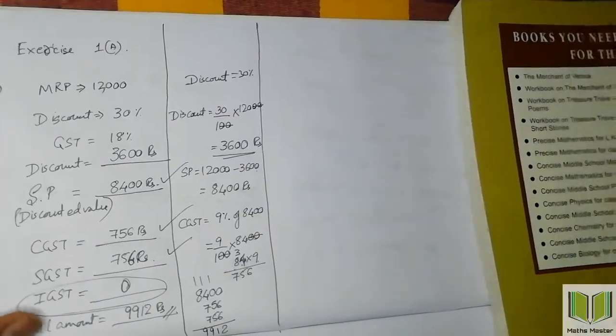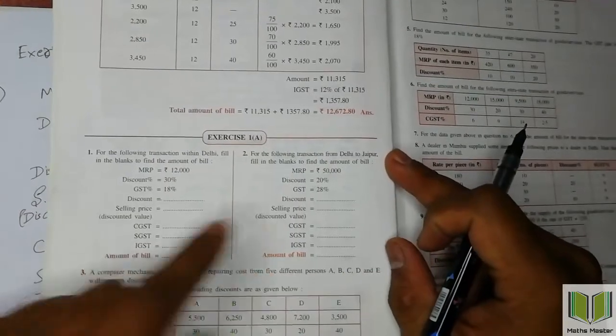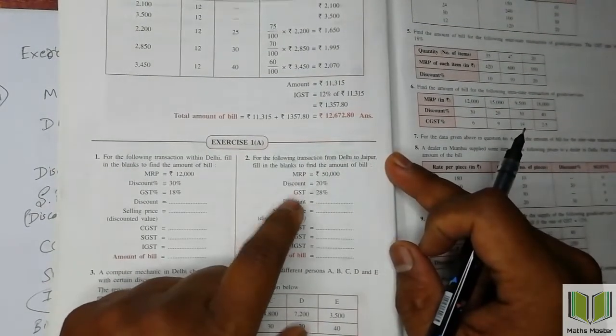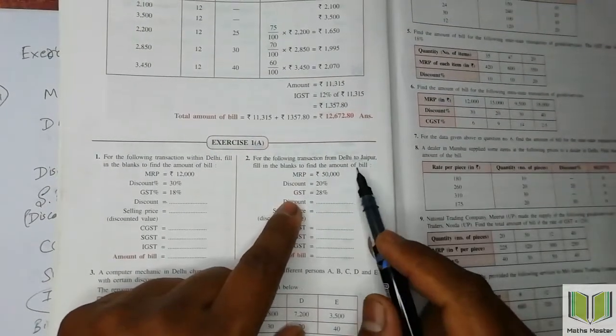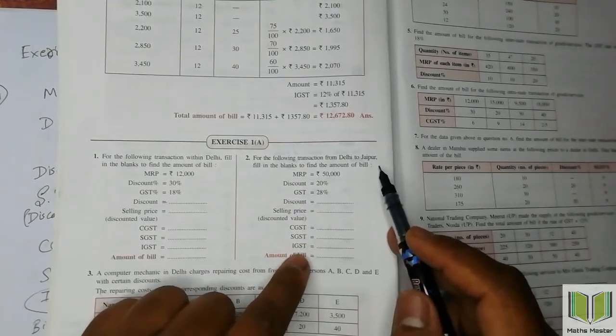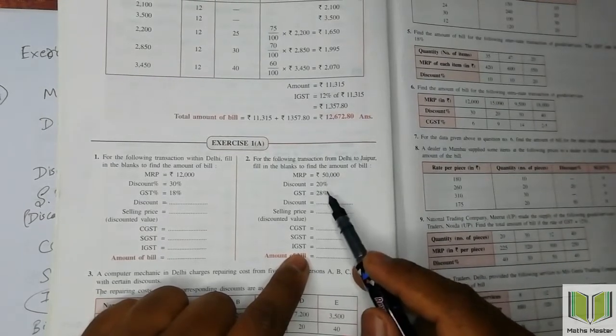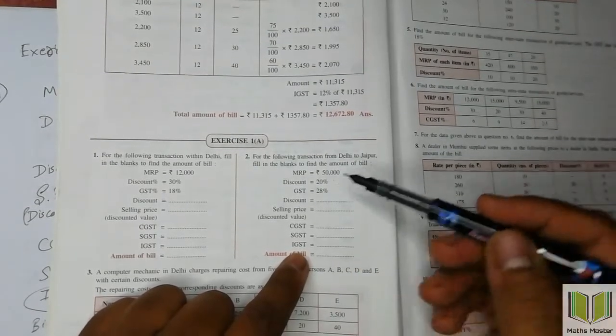Second problem is similar to it. It's the same way, just the amount is a little different. Discount and GST. Now the transaction is from Delhi to Jaipur, so we'll not be having CGST and SGST. Instead we'll have IGST, the entire 28% of whatever the discounted value. We can do it here itself.